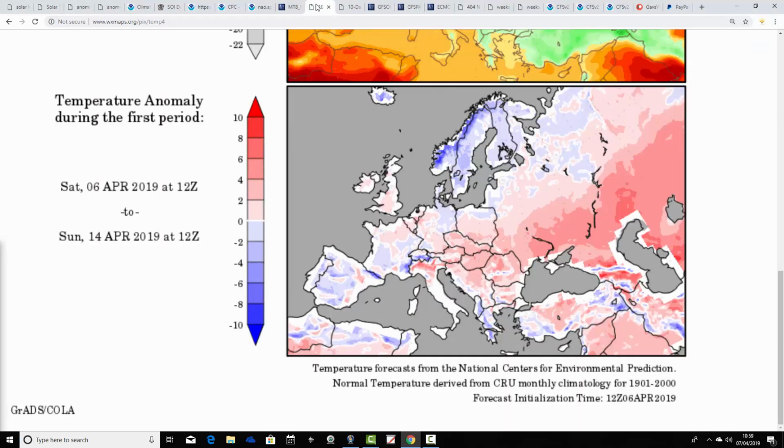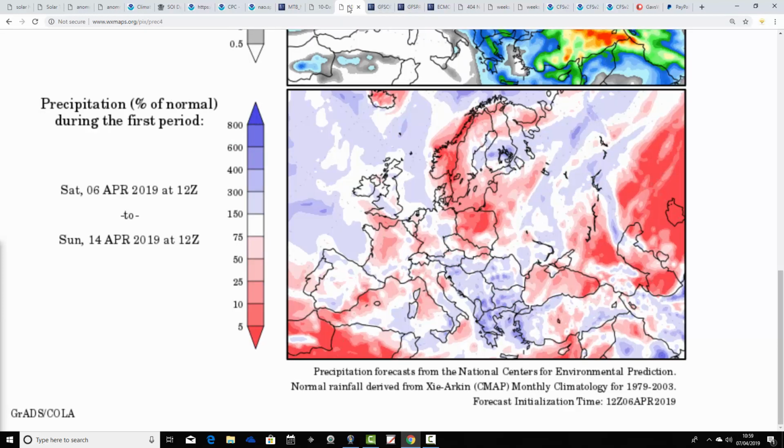Temperature anomalies are very close to average, maybe even hinting at being a little bit above average for England and Wales, perhaps a little bit below average for Scotland. This is from the 6th through to the 14th of April. That cold snap that was forecast for the second half of this coming week has been reduced a lot. Precipitation anomalies, again, very, very close to average, perhaps hinting at being a little bit wetter than average for southern parts of the country.